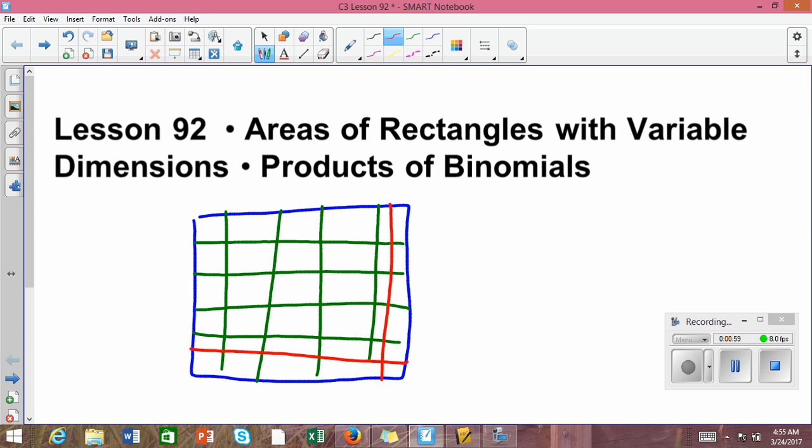But you can see that we're going to have to cut these tiles, and that's going to cause problems. It's going to cause problems with our dimensions. It's going to cause problems with our area. So we're going to talk about those problems and how we can solve them.